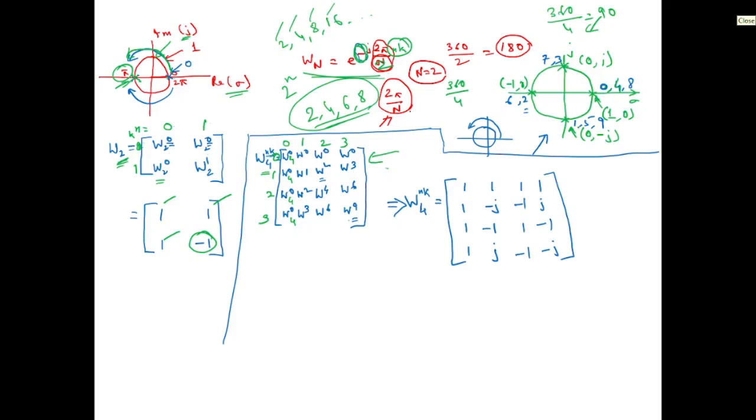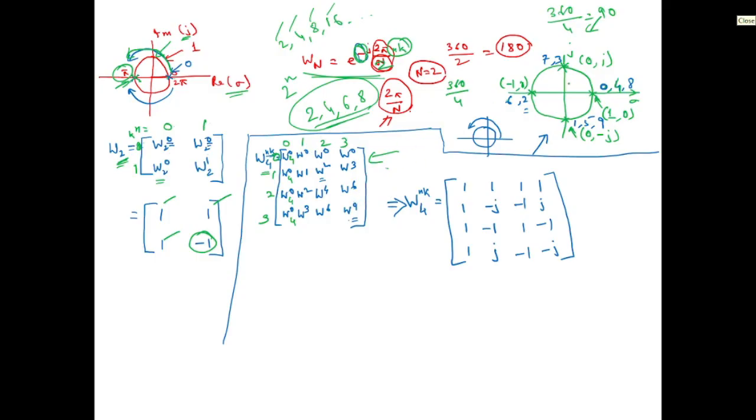Then 1 and 5, it would be the same. Then 2 and 6, it would be the same. Then 7 and 3, it would be the same. Then after 7, where will the 8 point be? The 8 point will be at the location of the 0th point. So in this way, if you see, these nk values will be going on.